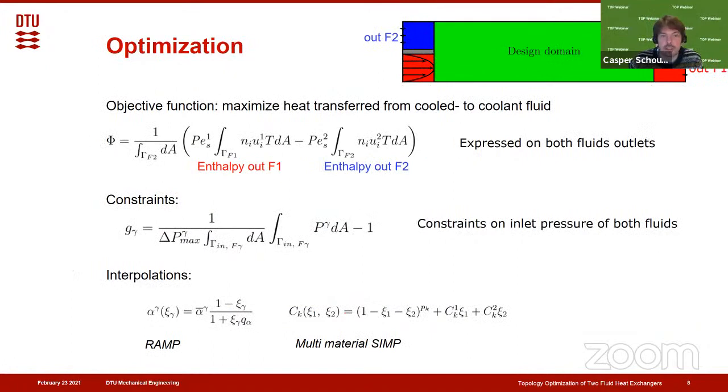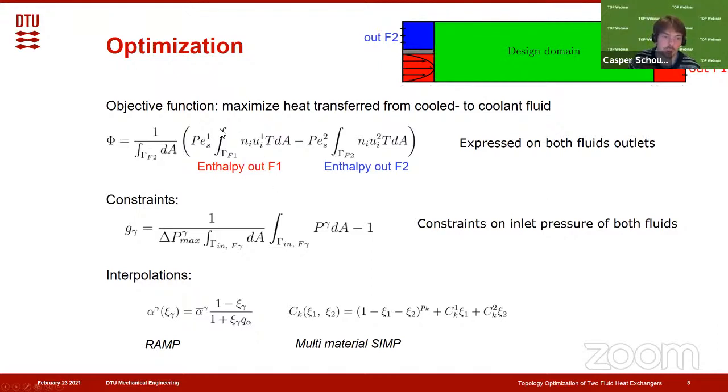Then if we look at the optimization problem, the objective function that we have designed for this problem is to maximize the heat transfer from the hot fluid to the coolant fluid. So basically we look at the enthalpy that is going out of the domain, and it is of course a good thing to get that down, because it means that the enthalpy entering the domain on the hot side has been transferred to the cold side.